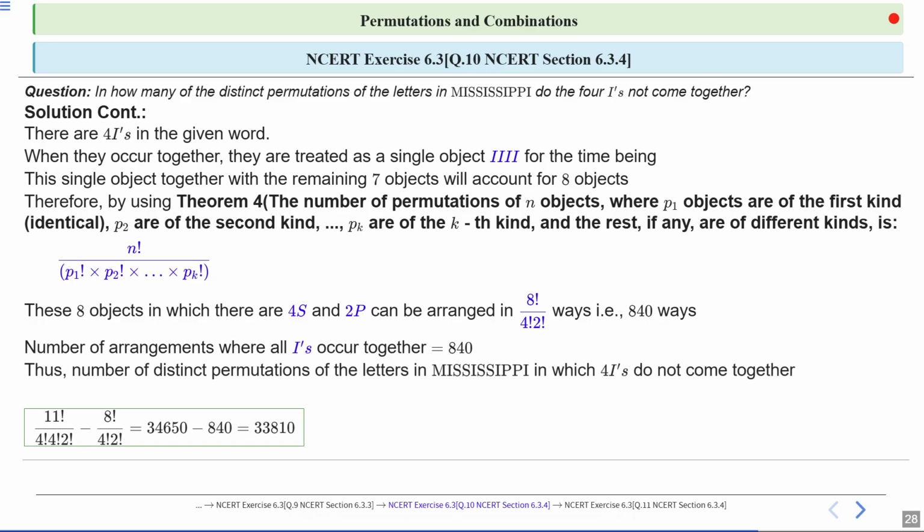Thus the number of distinct permutations of the letters in the word Mississippi in which the 4 I's do not come together is equal to 11 factorial upon 4 factorial into 4 factorial into 2 factorial minus 8 factorial upon 4 factorial into 2 factorial. This is equal to 34,650 minus 840, which is simply equal to 33,810. So our answer will be 33,810. Clear? I think this question is clear to all of you.